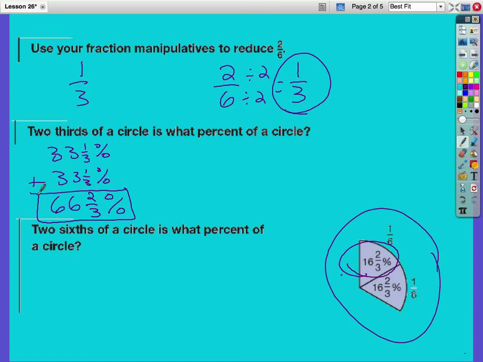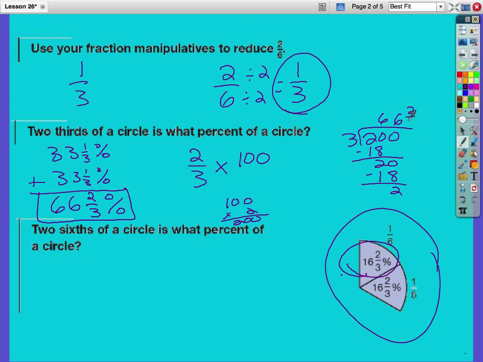Now, Mr. Lehman, I don't have my fraction manipulatives. I don't know what the percents are. Well, remember, we can do 2/3 of 100, because the circle is 100%. I'm going to start by doing the multiplication. So 100 times 2 is 200. And now 200 divided by 3. 3 goes into 200 66 times. And now put my remainder in a fraction, add the percent sign, get the same thing, 66 2/3%. So remember, if we're talking about percent, it's of 100, so we're just going to multiply our fraction times 100.